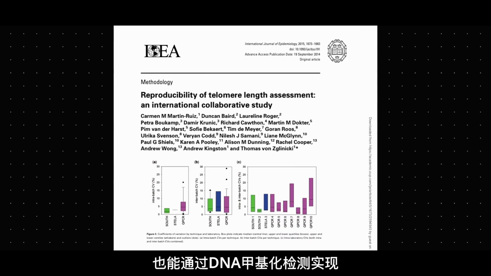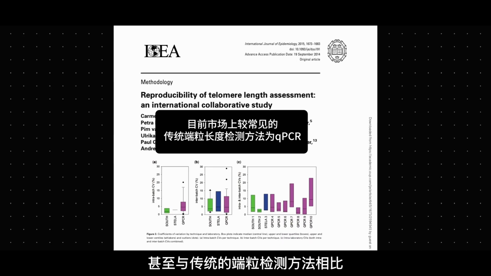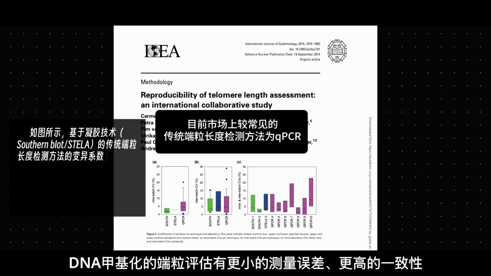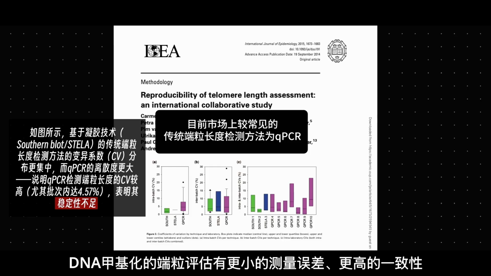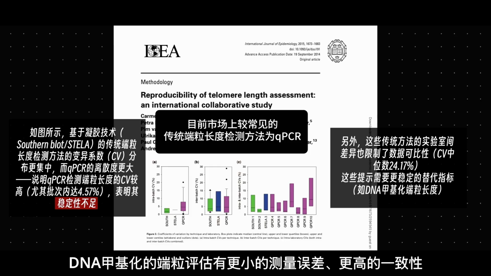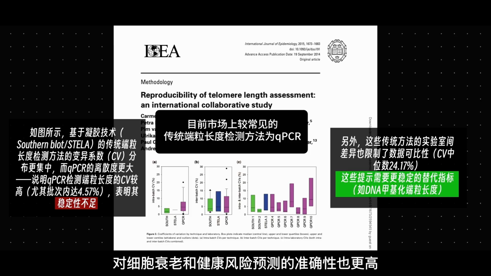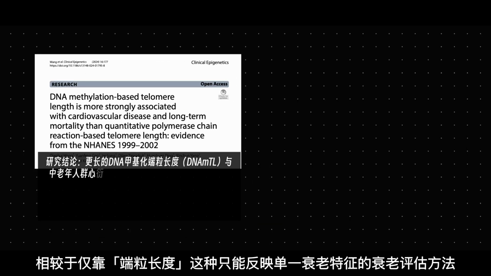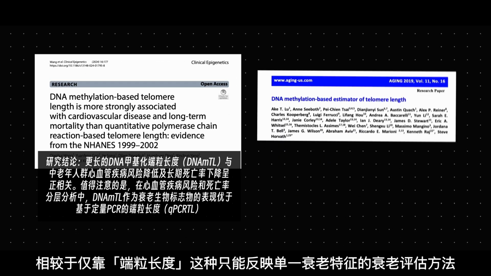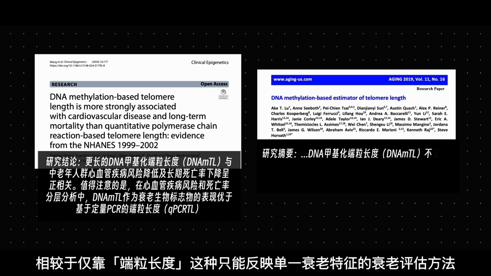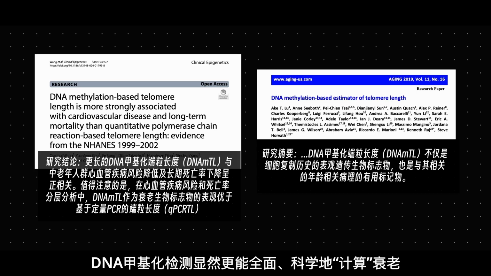Even the telomere length we mentioned earlier can be measured through DNA methylation testing. In fact, compared to traditional telomere measurement methods, telomere assessment using DNA methylation has smaller measurement errors, higher consistency, and greater accuracy in predicting cellular aging and health risks. Therefore, compared to aging assessment methods that rely solely on telomere length, which can only reflect a single aspect of aging, DNA methylation testing is clearly a more comprehensive and scientific way to measure aging.